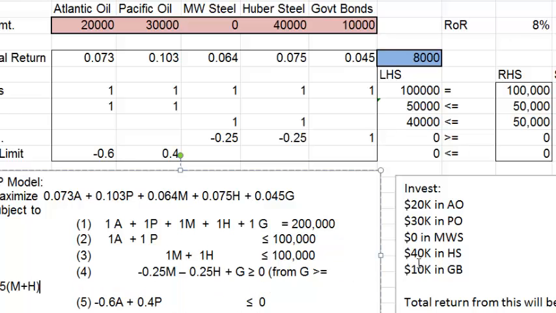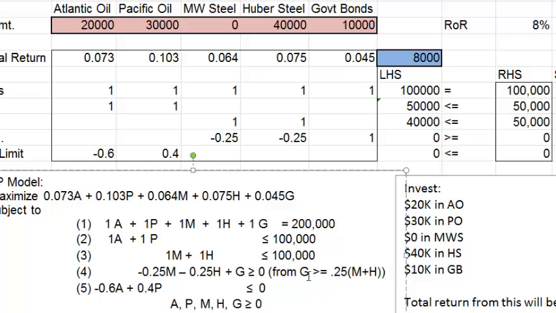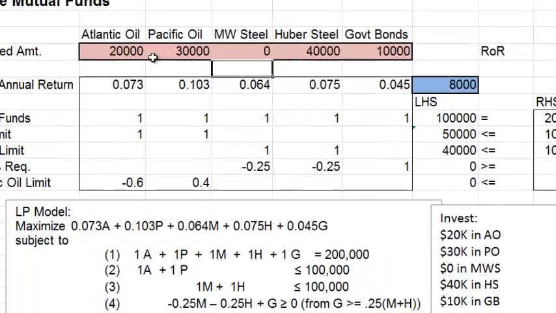So this doesn't really need to be changed. It just says G must receive at least 25% of the amounts that go to the steel industry. So that one is okay. And this one came from Pacific Oil, less than or equal to 60% of the amounts that go into the oil companies, and that doesn't need to be changed. So from having more money to invest, we would change these three right-hand sides. So here we will put down 200,000, and here now it'll be 100,000, 100,000.